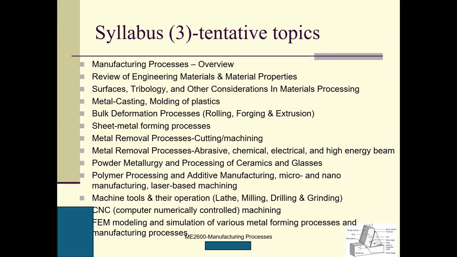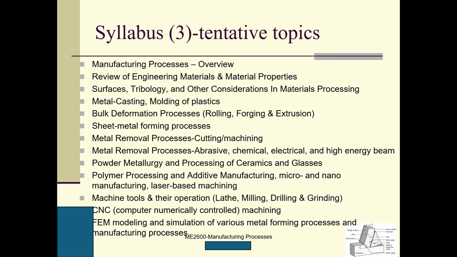So then metal removal processes. This is the most important part because these are the most commonly used manufacturing processes. Metal cutting, or called machining, the same thing. I'm a machining guy, right? So metal removal process, this is traditional. Non-traditional metal removal processes include abrasive, chemical, electrical, and high energy beam, using these kinds of means to remove the unwanted material from the raw material. So this is traditional, non-traditional.